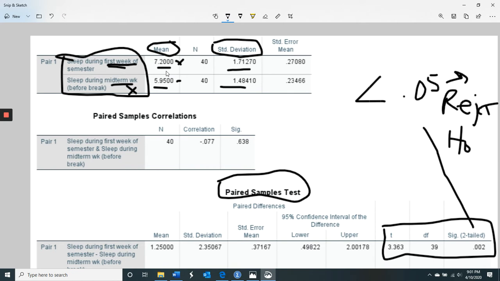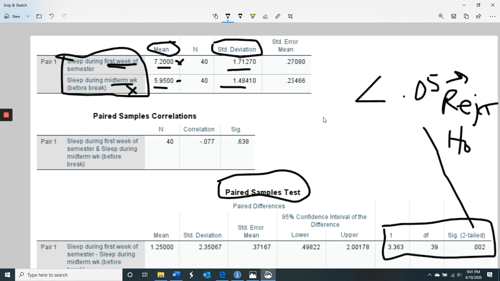First week is 7.20. Mean, standard deviation 1.71. That's in parentheses. Midterm week in parentheses, 5.95 for the mean, 1.48 for the standard deviation. So again, we're comparing people on sleep. First week was greater than midterm week.